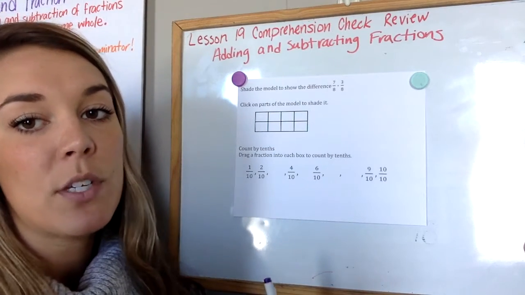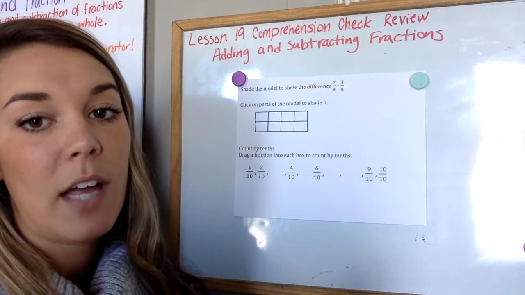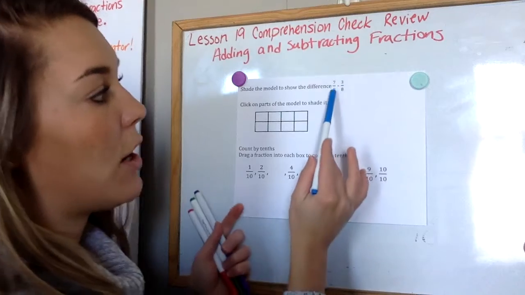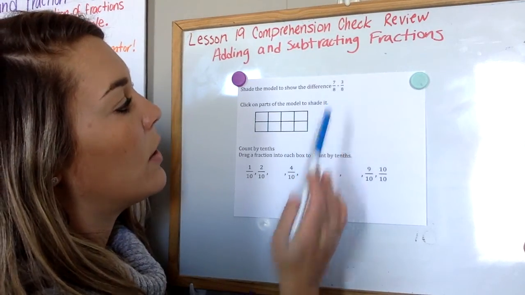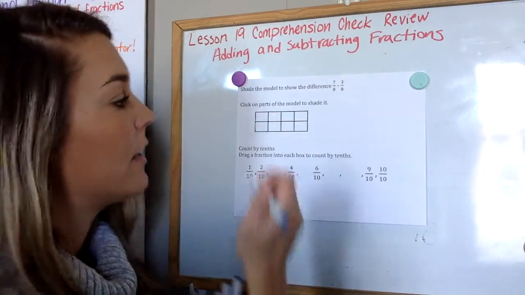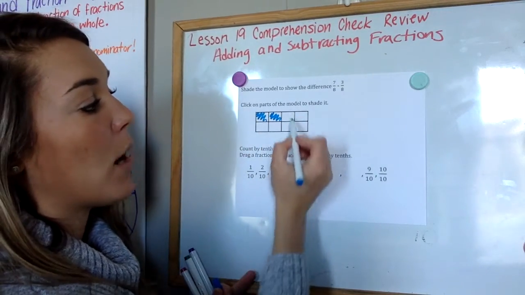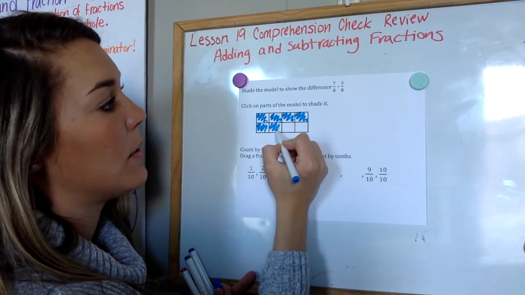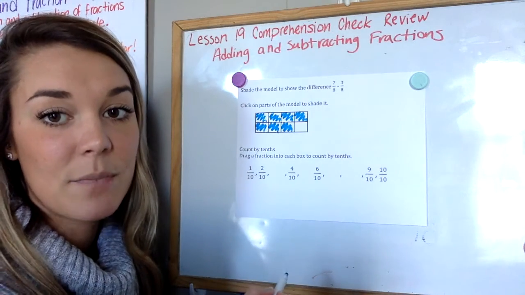So you're going to see a problem that's like this. Shade the model to show the difference, 7/8 minus 3/8, okay? And then you click on the parts of the model to shade it. So when I'm subtracting, I'm starting out with my bigger fraction here. So I need to shade 7/8 of my fraction, okay? So go in and shade. I have 8 equal parts here, right? So I need to shade 7 of the equal parts. Okay, this is showing 7/8.